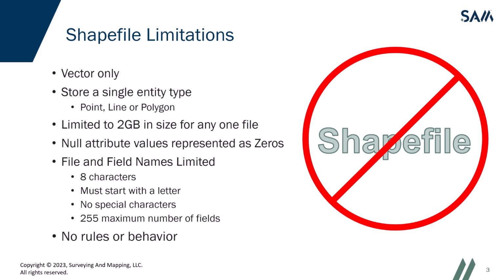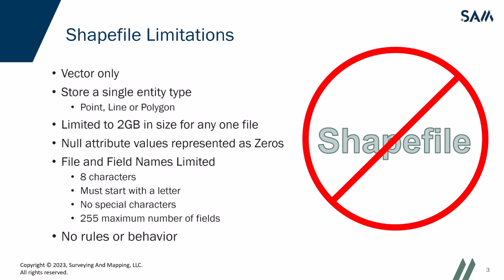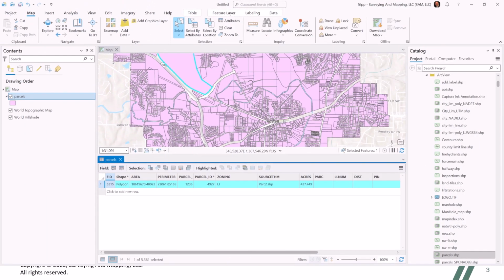So what are some of the limits associated with a shapefile? Well, we've already talked about the first one, and it's a vector-only format, so it doesn't store raster at all. So it's going to store those points, lines, or polygons. And it's going to be further restricted in that each shapefile can only store points, or it'll store lines, or it will store polygons. Going back into ArcGIS Pro, we can see this.